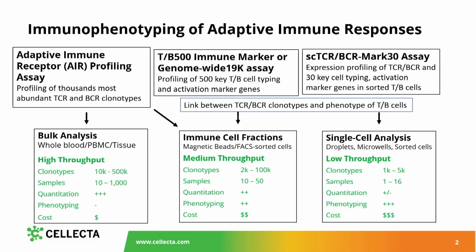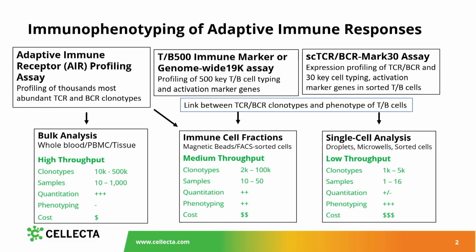AIR repertoire profiling assay, profiling in genome-wide scale, or for any focused set of the genes, like shown here in the middle. So it's the so-called driver map assay, and profiling in the sorted T or B cells in the 96 well plates. All these technologies can be used for bulk profiling, for immune cell fraction analysis, or profiling in the individual for single cell analysis.